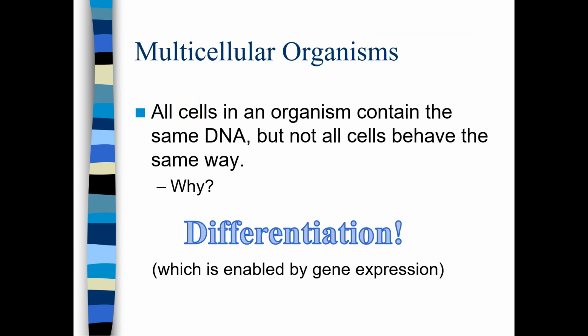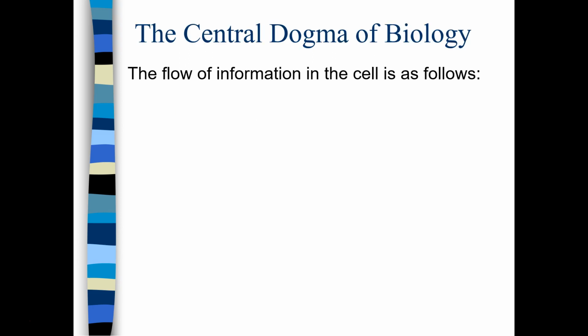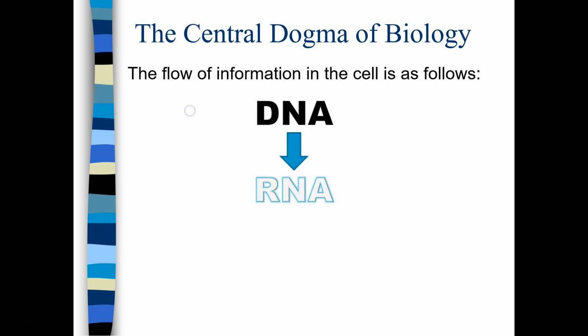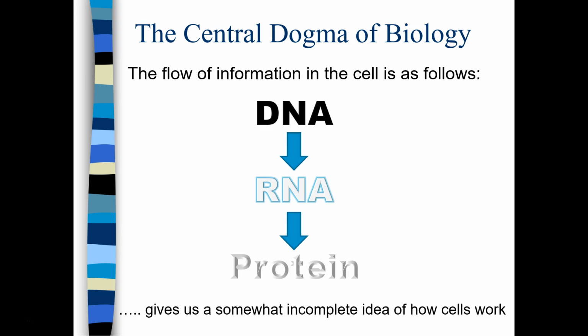And perhaps this next slide should have been one ahead, but we'll deal with it. The central dogma of biology, which we'll remember, is that all information in the cell begins at DNA, is transcribed into RNA, and then translated into proteins. This can actually give us a somewhat incomplete picture of how cells actually work, right? We think, oh, well, therefore the DNA is the be-all and end-all. Again, the DNA is not the be-all and end-all.